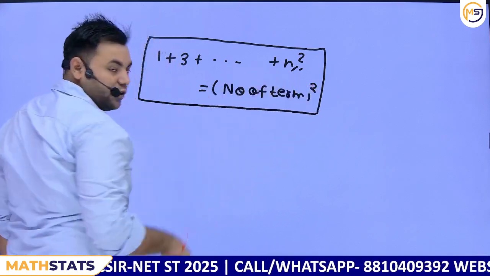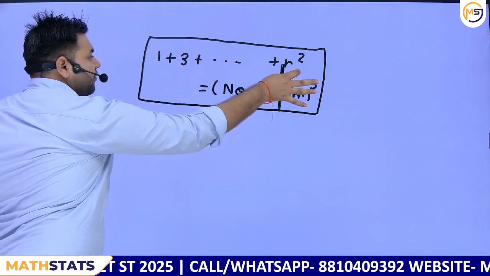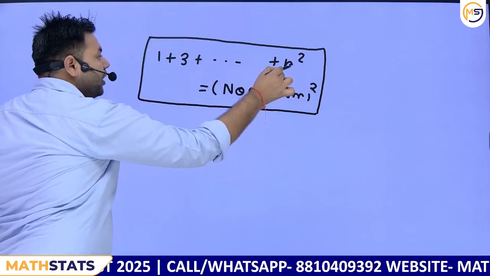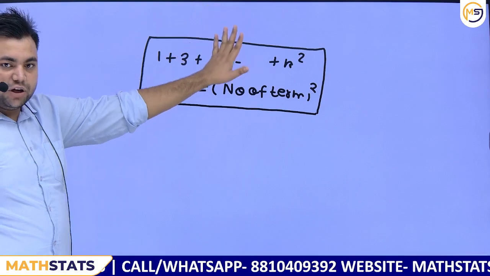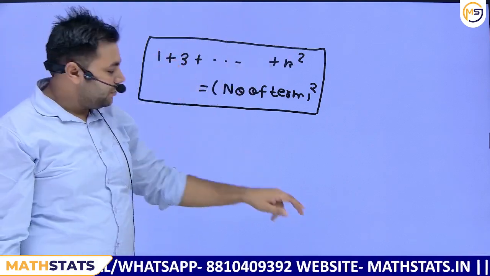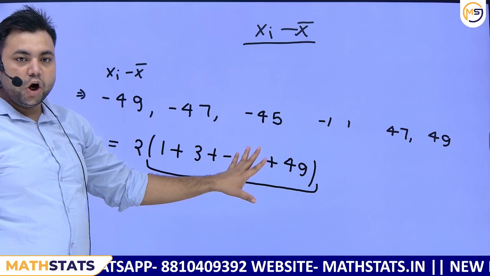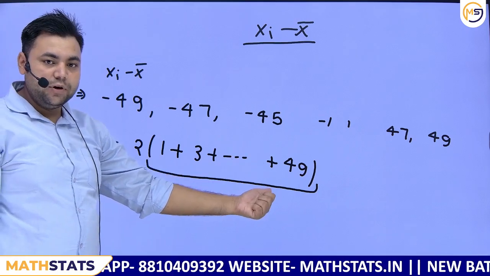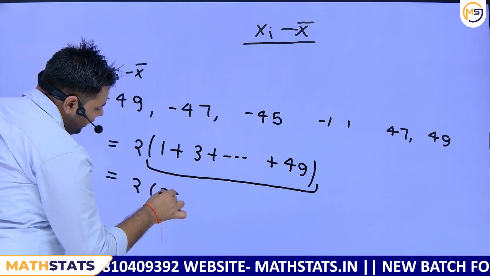square. So this is the summation of first n natural odd numbers. The summation of first n natural odd numbers equals the number of terms squared. So this is the series of natural odd numbers, and there are 25 odd numbers. So you can easily write 2 into 25 square.